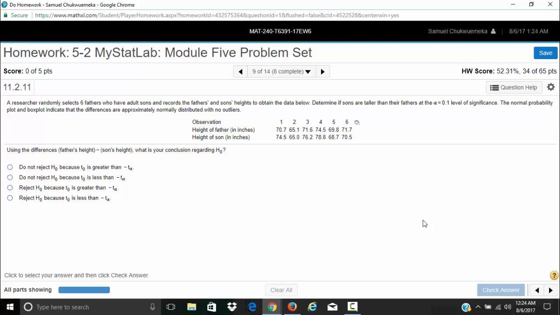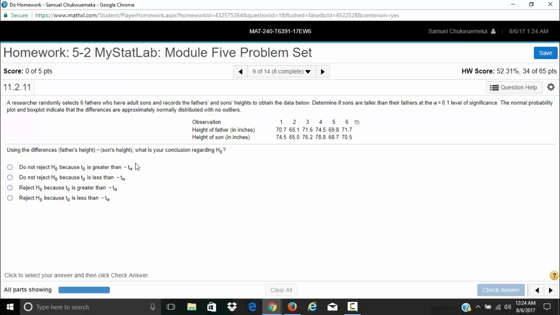Here, using the differences father's height minus son's height, what is your conclusion regarding H naught? H naught is your null hypothesis. We have to run the test first. Remember, the height of the father is mu1, the height of the sons is mu2, and mu is the population mean. So H naught is that mu1 is equal to mu2.